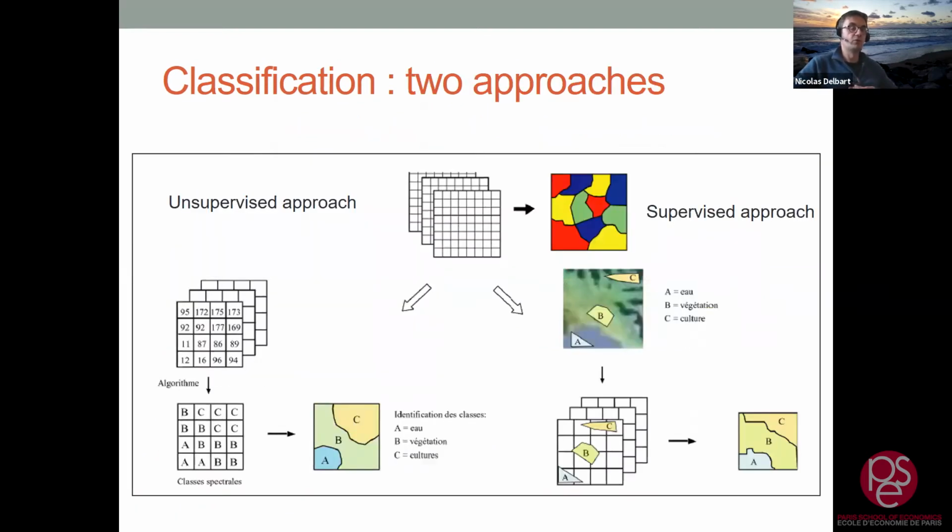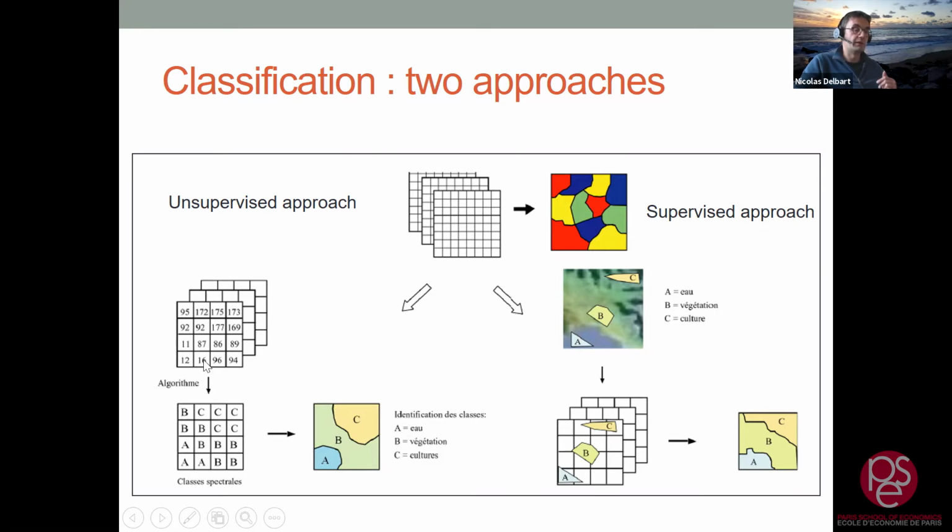For this, there are two approaches. On the left part, we have what is called the unsupervised approach. In the unsupervised approach, we use the different spectral bands of the remote sensing image. We look at the values, or we ask the computer to look at the values, and we ask the computer to decide how to group the pixels together. The pixels that must be grouped are the pixels which have approximately similar values, like these ones. They will become group C here, or this one.